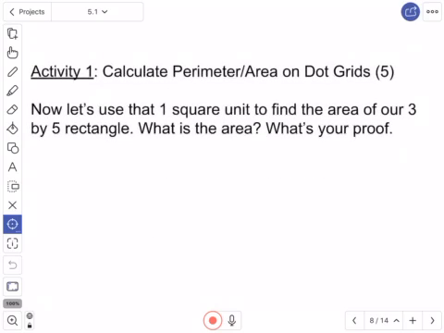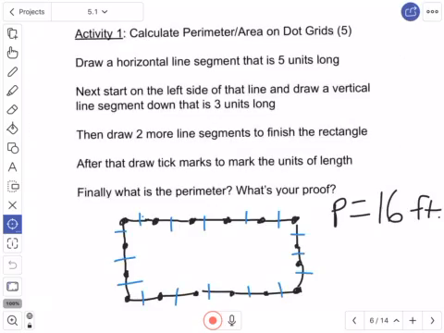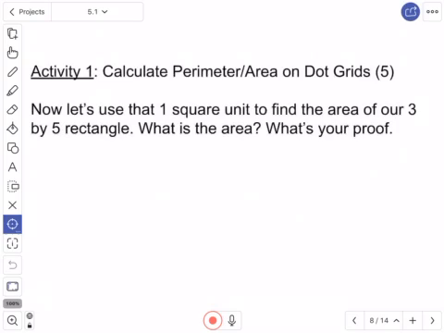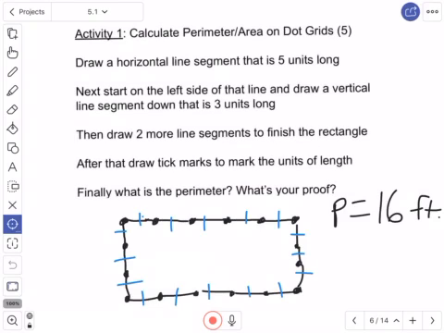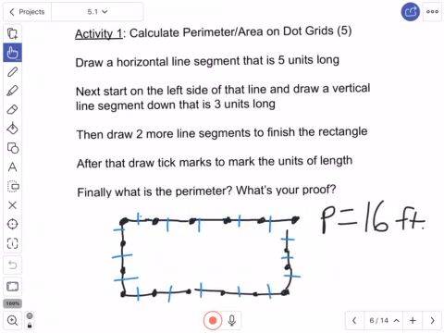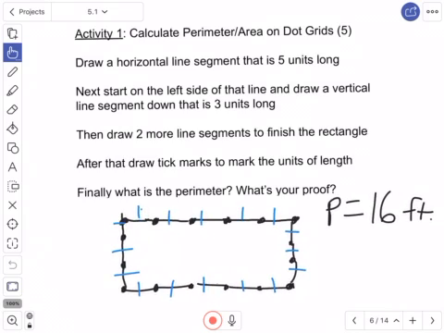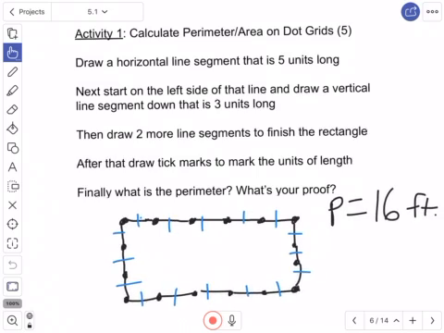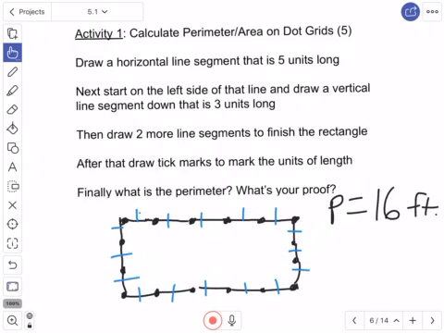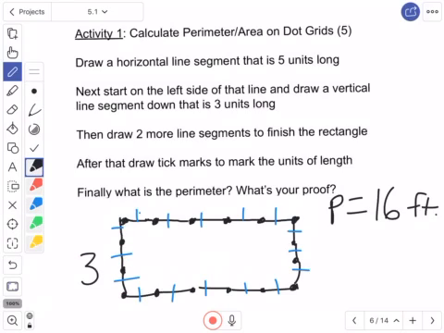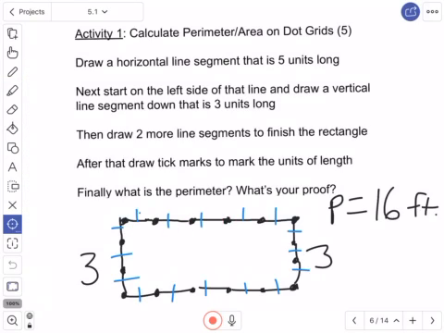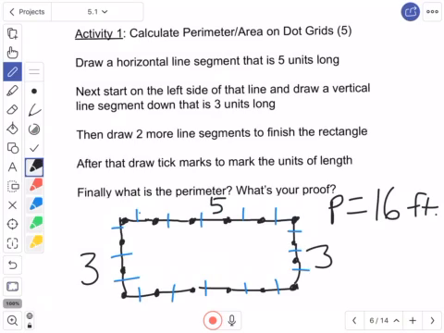Now, I'm going to go back to this picture right here because it's saying we're going to use that 1 square to find the area of our 3 by 5 rectangle. 3 by 5 rectangle. What does that mean? Well, I'm just going to shrink. Oh, I can't shrink that part down. Let's see if I can get it back here. Ooh, there we go. What that means is, I'm going to go 3 by 5. 1, 2, 3. So that is 3 on that side. Well, if that side is 3, this side will also be 3. And this top was 1, 2, 3, 4, 5. If the top is 5, the bottom will be 5.